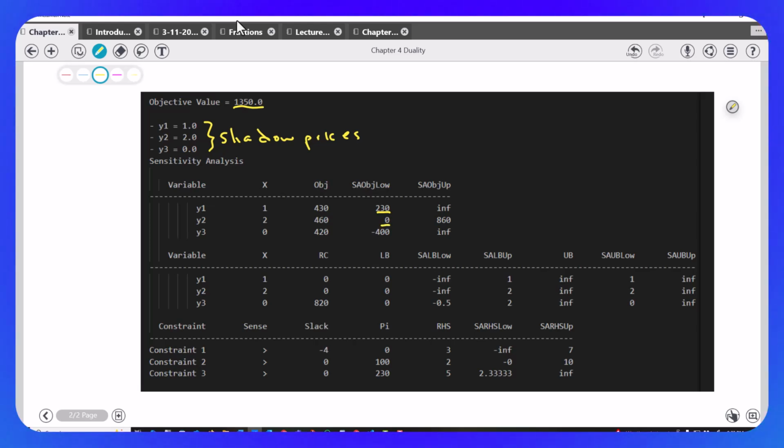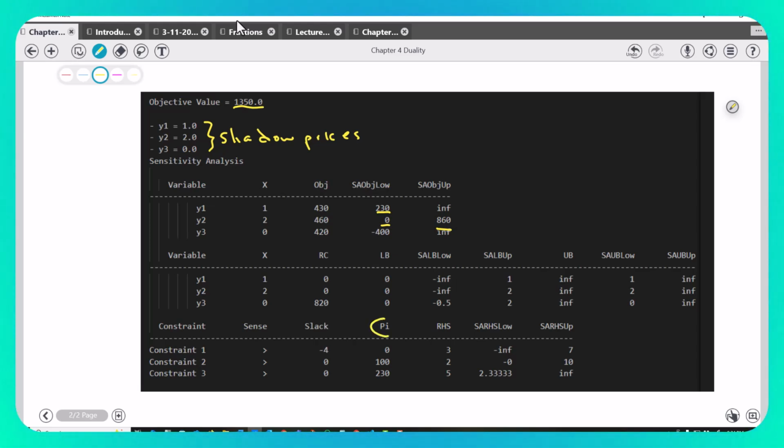y2, you can drop to 0 or increase to 860 before a different solution would even be optimal. So once again, looking at any type of increases. y3, this is not binding, and so in other words there'd be no improvement. There's already enough time here, so an increase will not help.